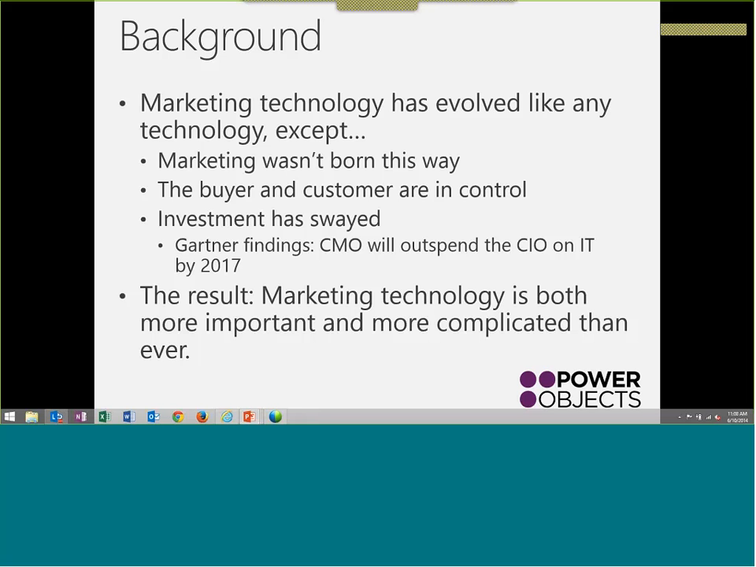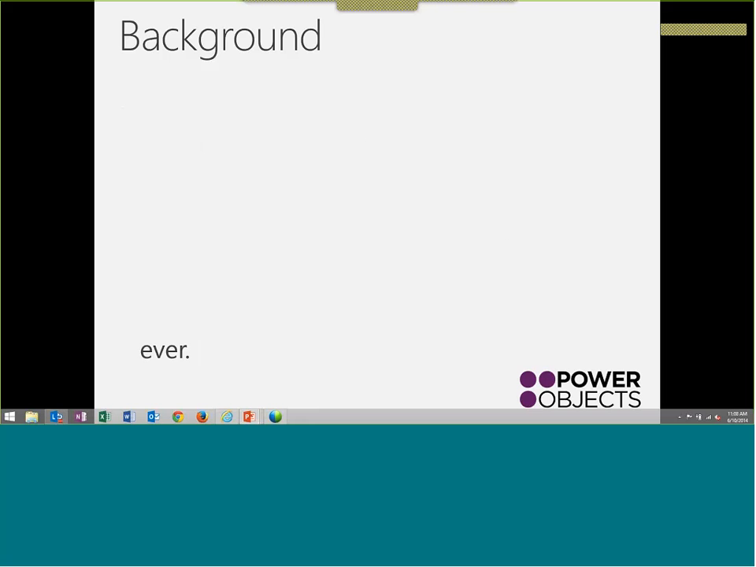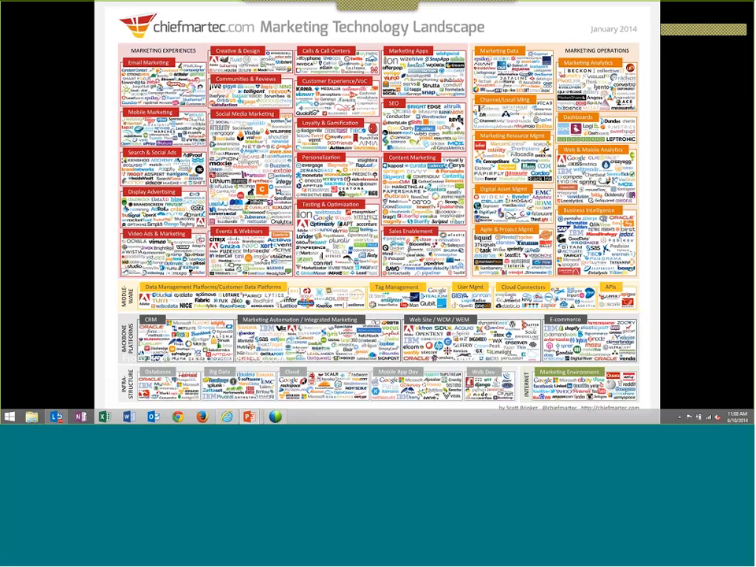Some of what's driving that complication and complexity is what we'll look at next. Many of you may have already seen this marketing technology landscape slide. This is a depiction that was put together by a blogger that represents a lot of different ways to slice and dice what's out there in terms of marketing vendors and marketing solutions. But the takeaway is there's lots of choices, right?